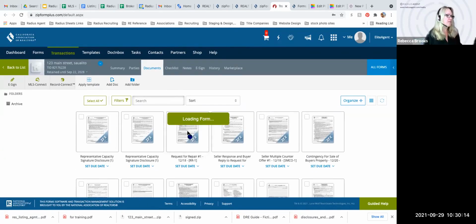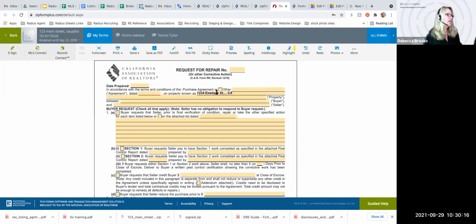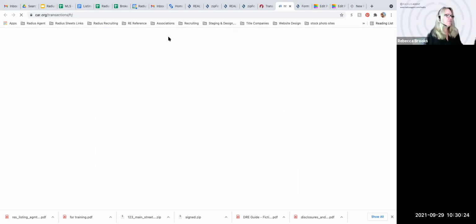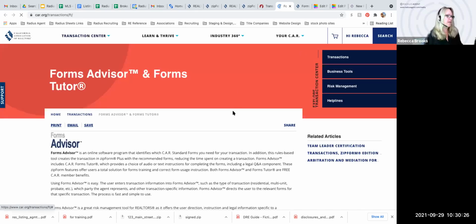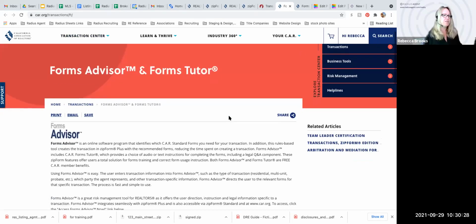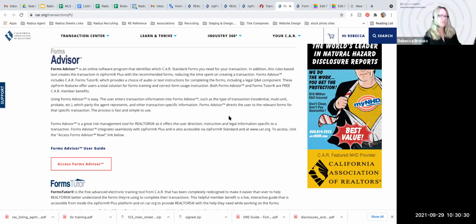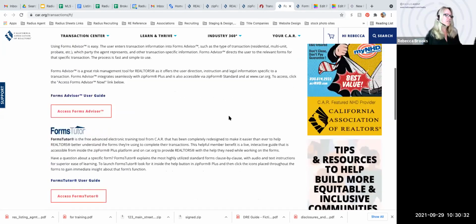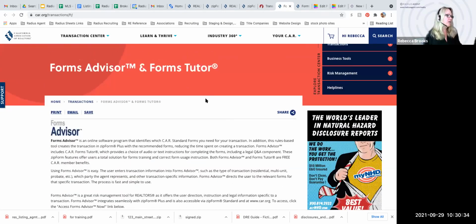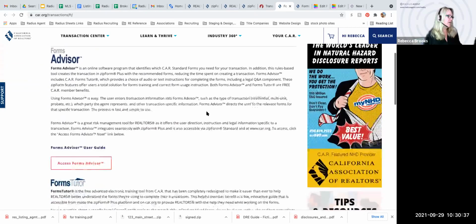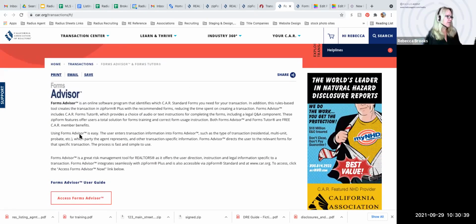Let's use this one as an example, request for repair. A lot of people up here don't ever pay attention to this. This is called the forms tutor option. If you go into a document and you have a question about how to use the document, like I was just in the request for repair, you can click on forms tutor and forms advisor. Forms advisor is going to take you, if you click on this, to this question and answer sheet.